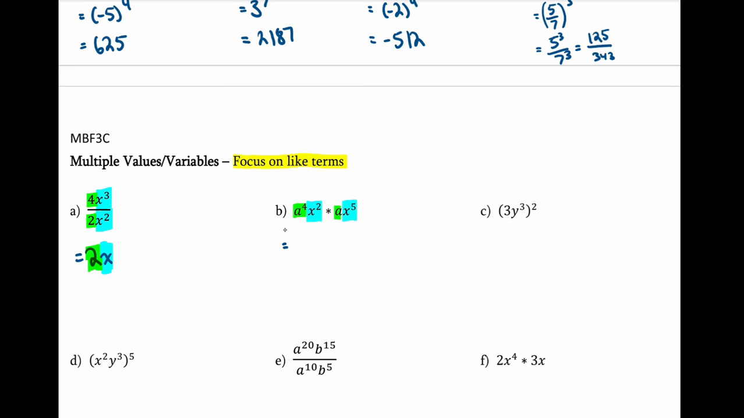Both of the powers are being multiplied, so what I have to do is just focus on the like parts. I'm going to focus on my a's first. Because I'm multiplying powers, I have to add the exponents. So in this case, 4 plus 1, because again, if we don't see the power, we assume that it's a 1. So 4 plus 1 is 5, and that's my first part.